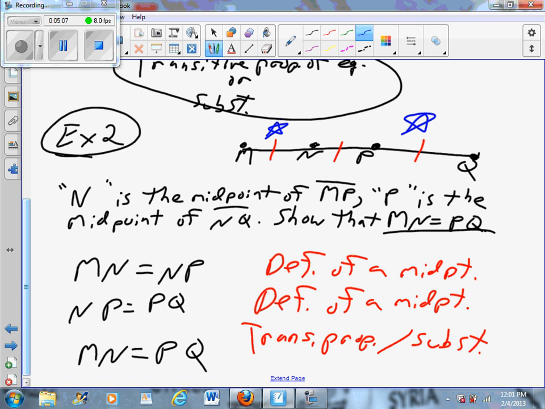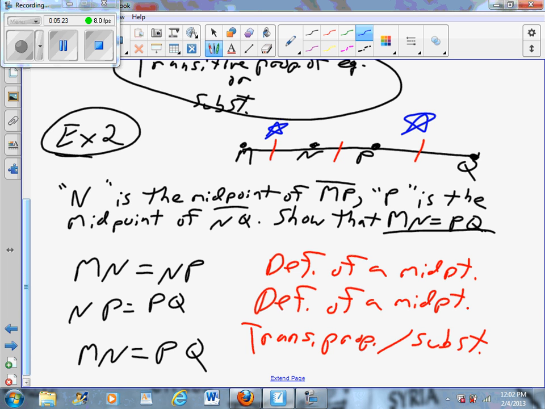Now, how do we do that? Well, we can set up a list of reasons to methodically establish the proof that this is a true statement here. MN is equal to PQ. We start off with MN is equal to NP. Why can we say that? Definition of a midpoint. All right?